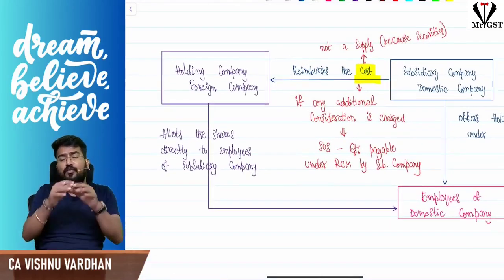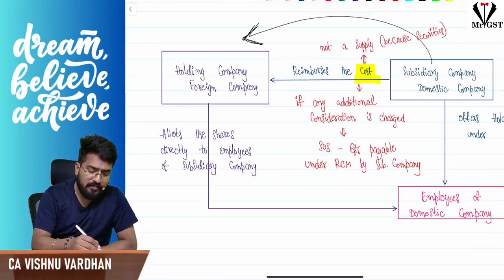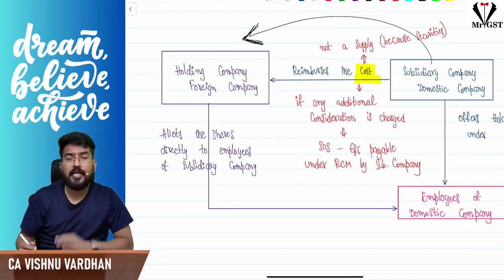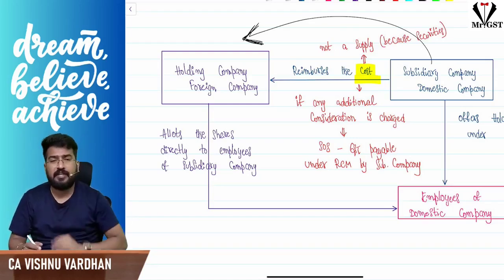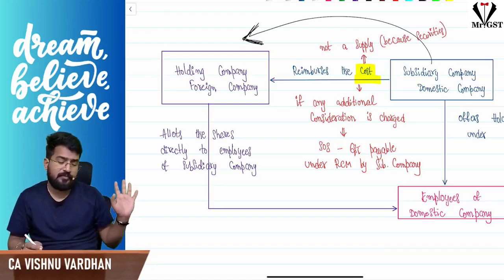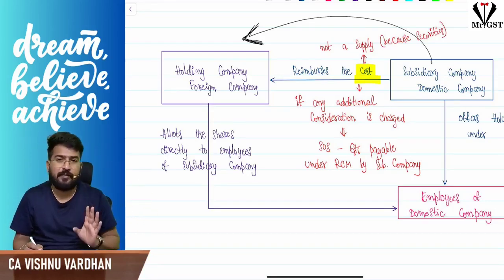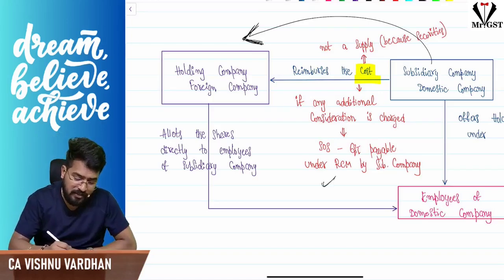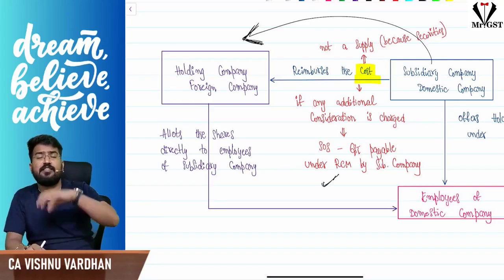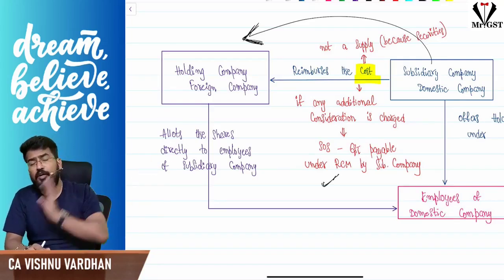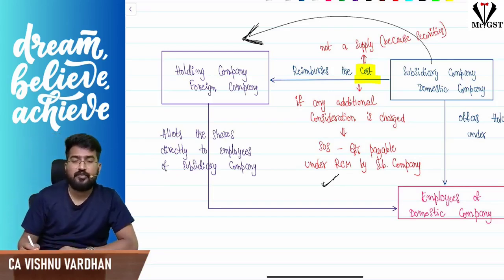Now the interesting thing is, because the foreign holding company is granting the shares to the employees, what will this foreign company do? The foreign company will take reimbursement for the cost of those shares from the subsidiary company. If the subsidiary company pays only the cost of those shares, then it is not a supply. But if the subsidiary company reimburses something extra, then it will be treated as a supply and subjected to GST under RCM, because it is treated as importation of services by the subsidiary company from the holding company. So it will attract GST under RCM. That is the concept.